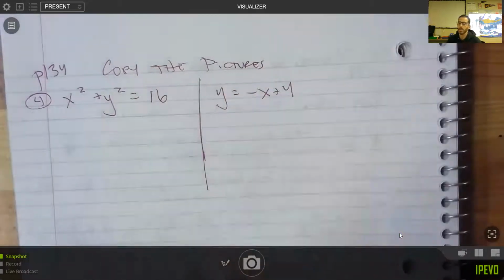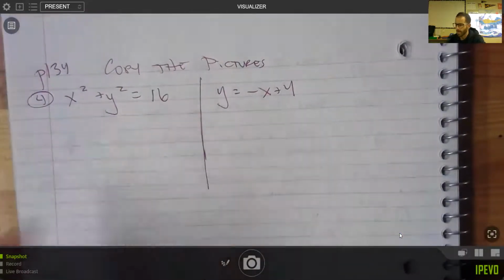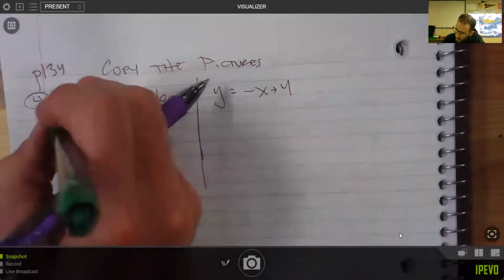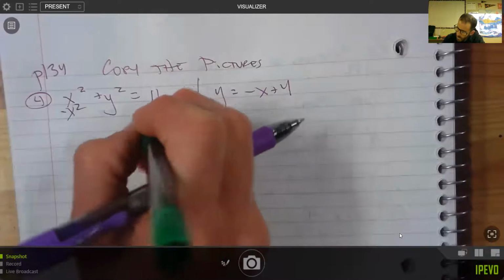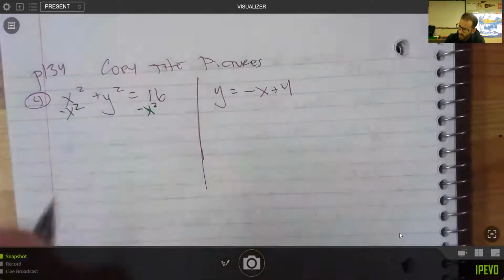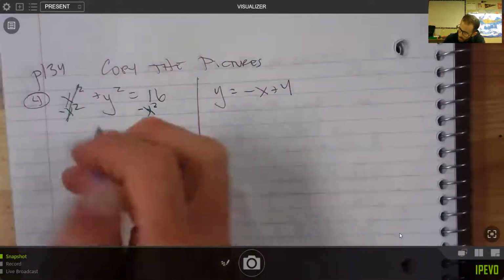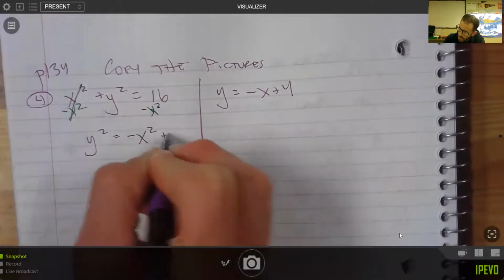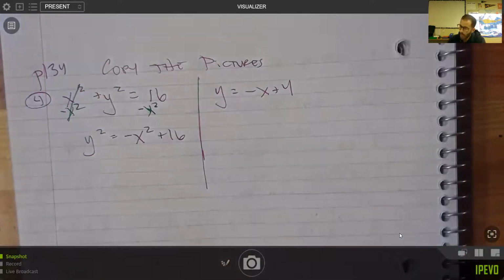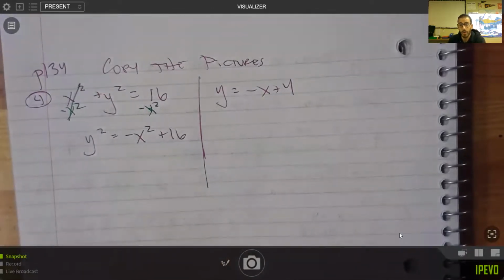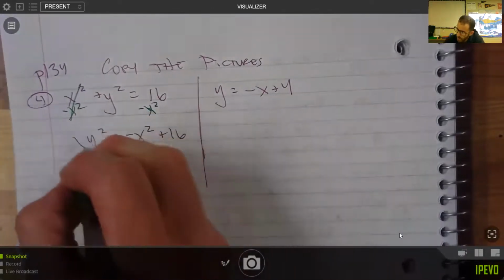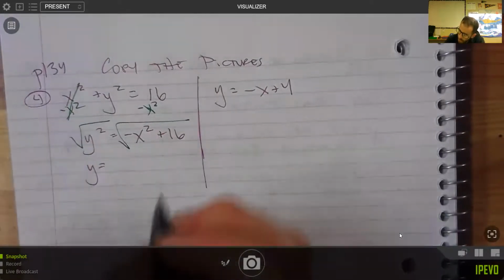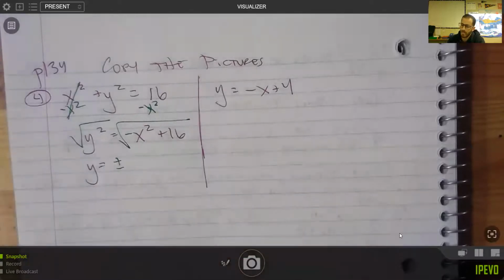You can't plug anything into your calculator. It looks like this. You need y to be by itself. So what are we going to do? We're going to take away x squared from both sides. But x squared is not friends with 16. So we just write y squared equals negative x squared plus 16. How do you undo a square? We square root it. Anytime we square root it, don't forget, we need that plus or minus.